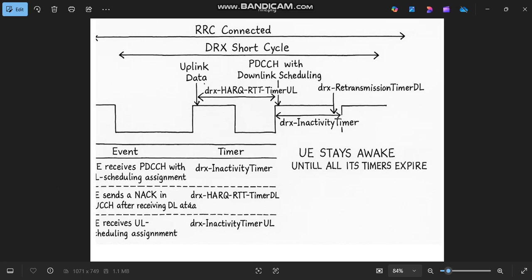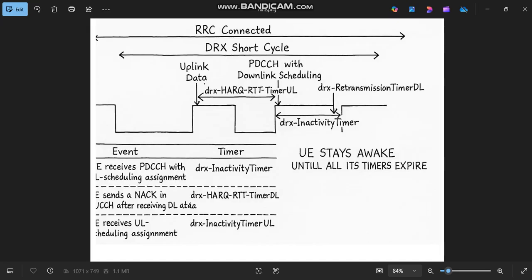So we'll be having DRX inactivity timer at the same time. After DRX HARQ RTT timer, where the signal is erroneous, soon after that we'll have a DRX retransmission timer where the correct data from base station is sent to the UV. So all these processes are happening parallelly. That is what I wanted to explain here.